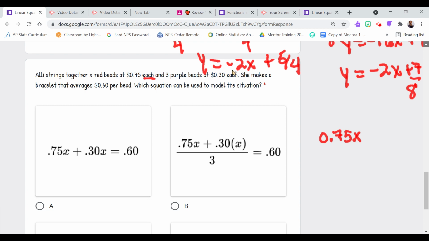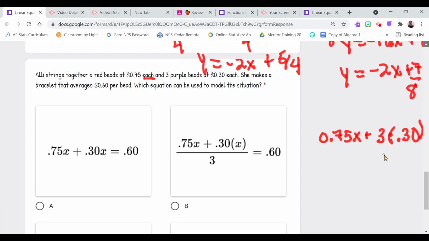So here we're going to pay 3 times 30 cents, right? 0.30. Notice I'm using a dot instead of an x for times because I don't want to confuse it. You can also use parentheses too. So that's how much we're going to pay whenever she strings something together. 75 cents times the number of red beads plus 3 times 0.30, because we know she uses exactly 3 purple beads.